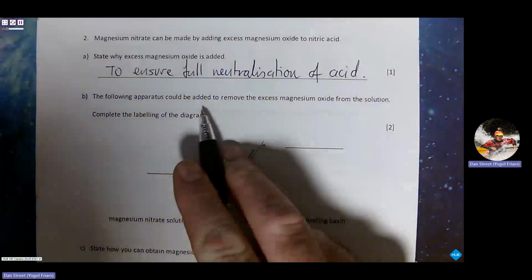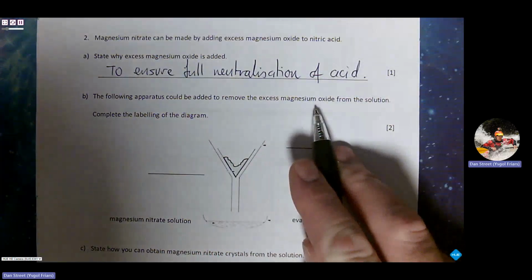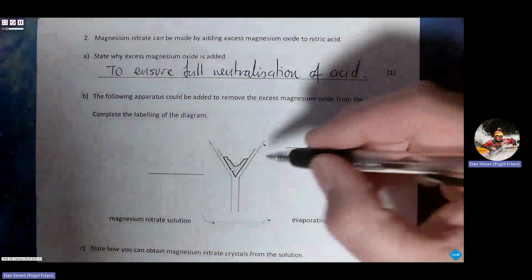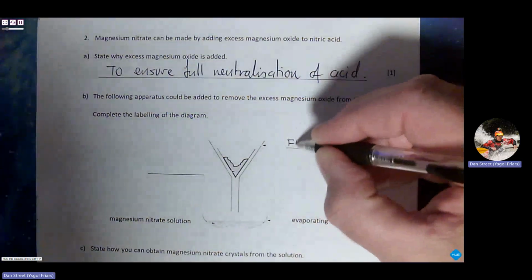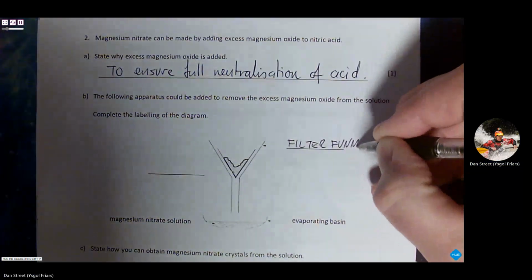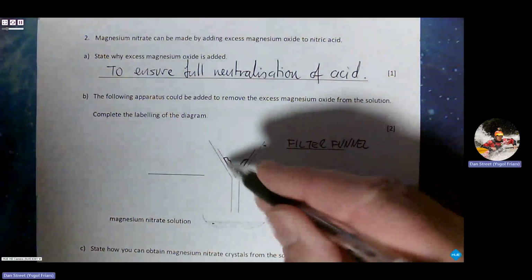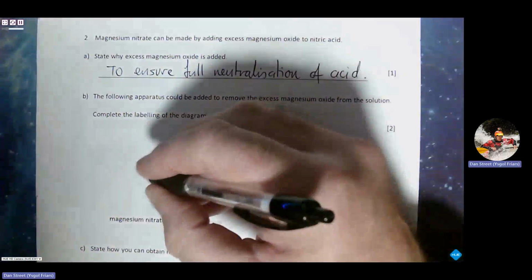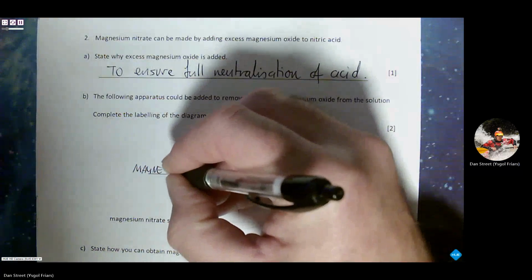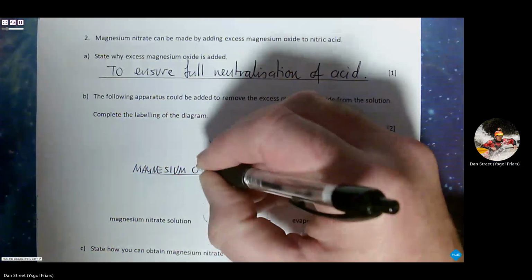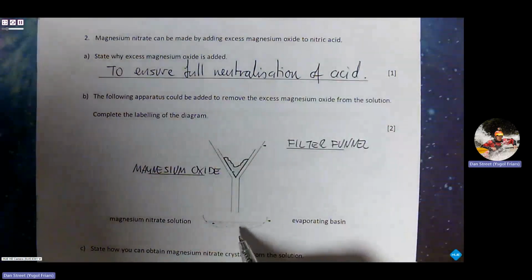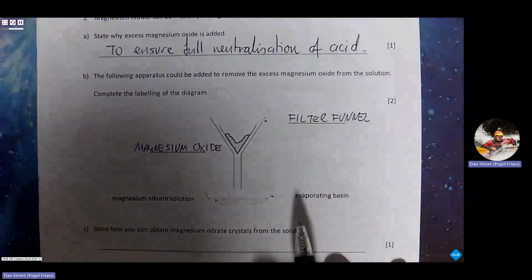The following apparatus could be added to remove excess magnesium oxide from the solution. Complete the labelling of the diagram. So it's a little bit unclear, but this is a filter funnel, and the material left in the filter paper is the unreacted magnesium oxide, which can then be discarded, leaving this solution of magnesium nitrate at the bottom.